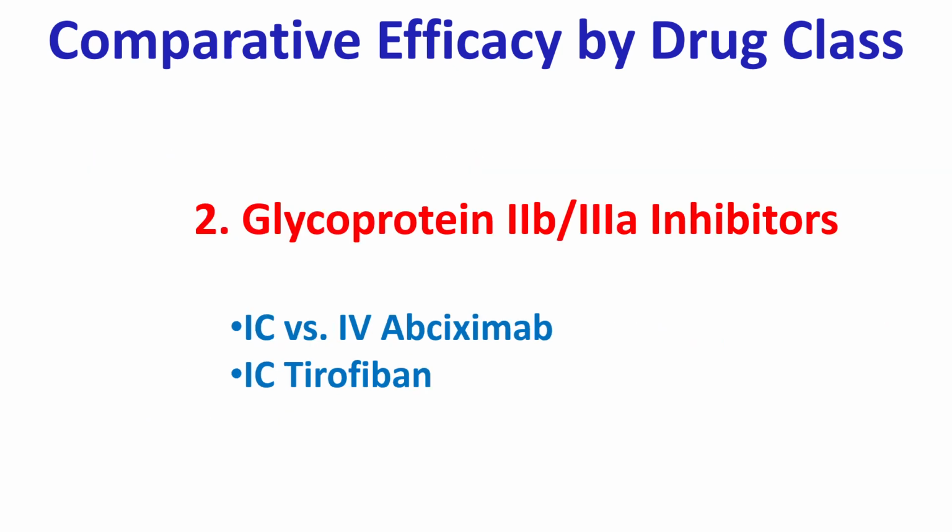The route of administration for glycoprotein 2B3A inhibitors remains a point of clinical debate, with a focus on local thrombus resolution. Intracoronary versus intravenous abciximab: pooled individual patient data from randomized trials indicate that intracoronary abciximab does not significantly improve TIMI-3 flow or 30-day mortality compared to the intravenous route. However, it does significantly improve myocardial blush grade.